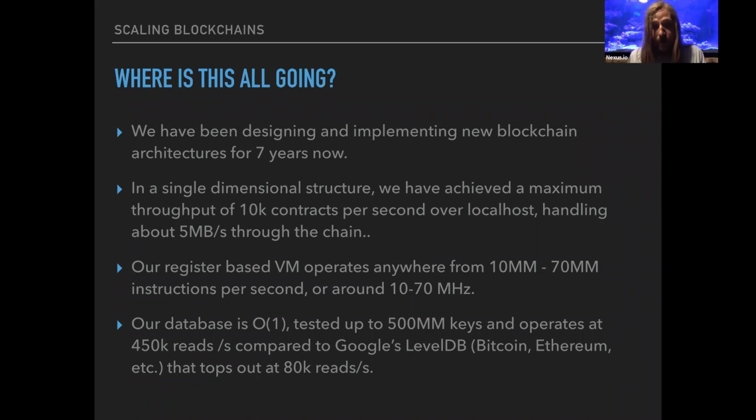So our database also is order of one. I've tested it up to 500 million keys, and it operates at 450,000 reads per second compared to Google's LevelDB, which, as I said earlier, operates Bitcoin and Ethereum. And that tops out at about 80,000, and that's being very generous. On average, it does probably about 40,000 to 50,000 reads per second.